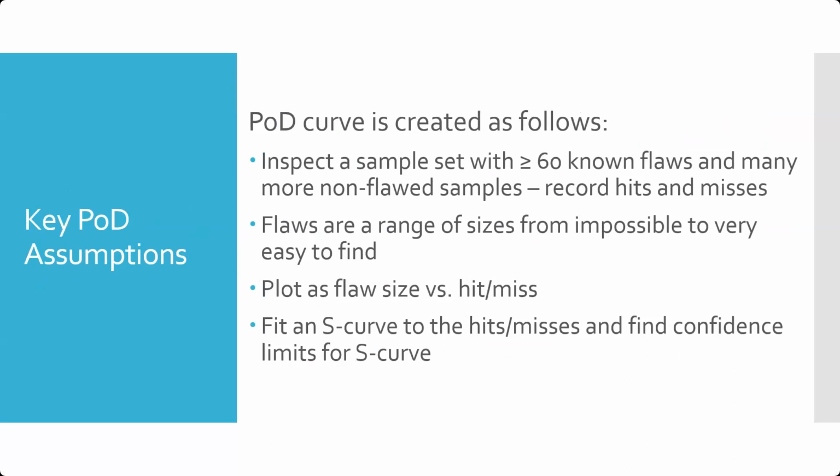Here, instead of using a set of 29 known flaws, most of the time you need a set of greater than or equal to 60 known flaws, and then many more non-flawed samples to mix them in with.